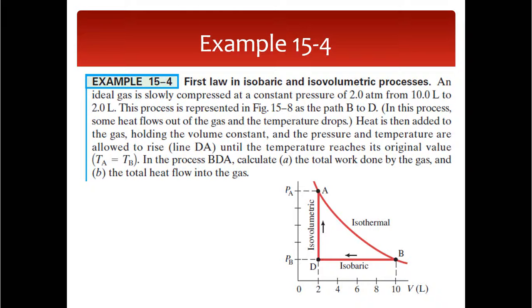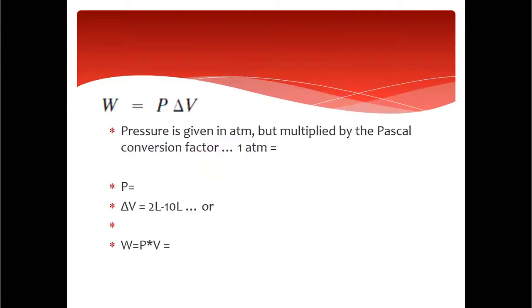This example, 15-4, looks specifically at isobaric and isovolumetric processes. In this particular problem, we are compressing an ideal gas slowly at a pressure of 2 atmospheres, from 10 liters to 2 liters. Heat is then added to the gas, holding the volume constant, and the pressure and temperature are allowed to rise until the temperature reaches its original value. In this process, calculate the total work done by the gas and the total heat flow into the gas.